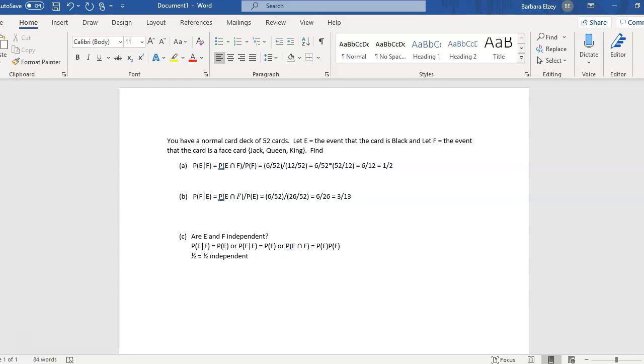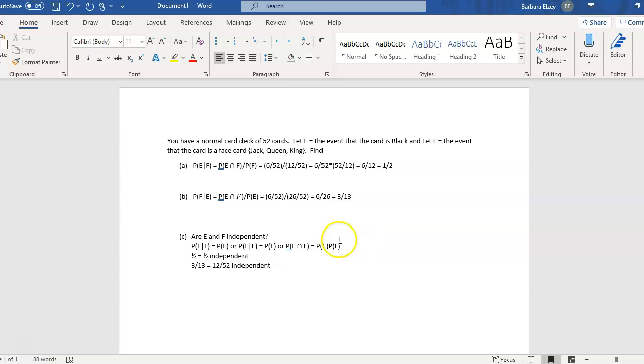So let's see, the probability of F given E, that was 3 out of 13. And the probability of F, we actually did up here, so the probability of F, we did right here. It was 12 out of 52. And notice that if we were to reduce 12 out of 52, dividing both 12 and 52 by 4, we would get 3/13. So again, we get independence through that formula.